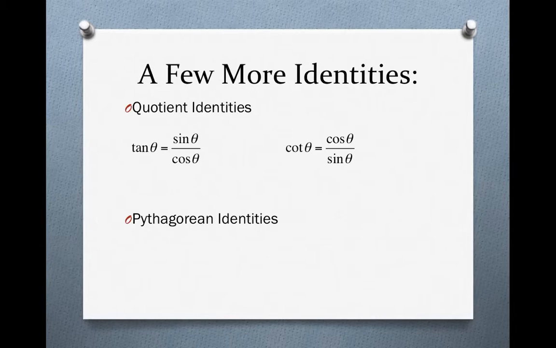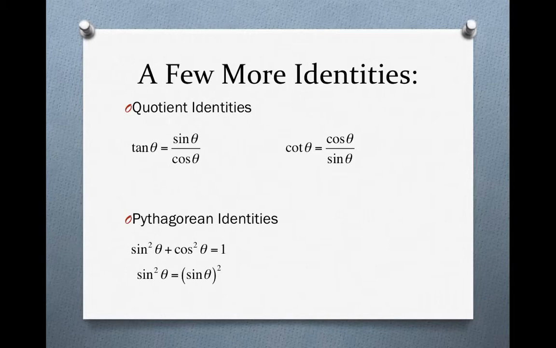We have another set of identities called the Pythagorean identities. And the main Pythagorean identity says that sine squared theta plus cosine squared theta equals 1. Now the first thing we need to realize is we have a little bit of a difference in notation here. When we write sine squared theta, what we mean is that we're taking the sine of theta and we're squaring the whole thing.